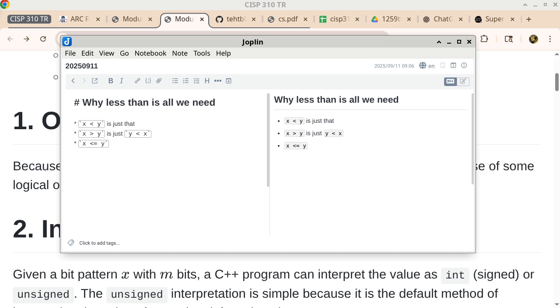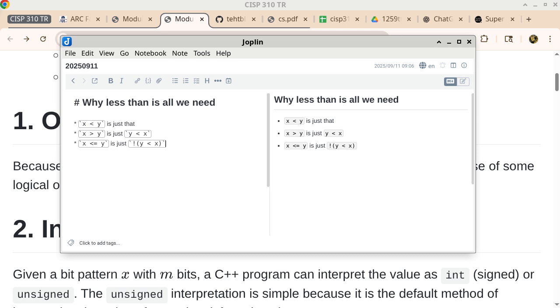X is less than or equal to y, but that is really just the negation of y is less than x. So this one might take a little bit of time to absorb. Are you getting it? If I say that x is less than or equal to y is true, is that saying the same thing as it is not the case that y is less than x?